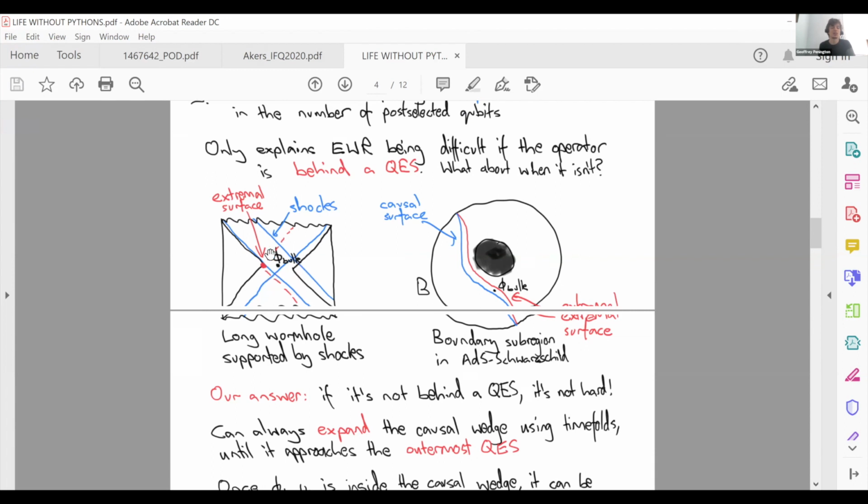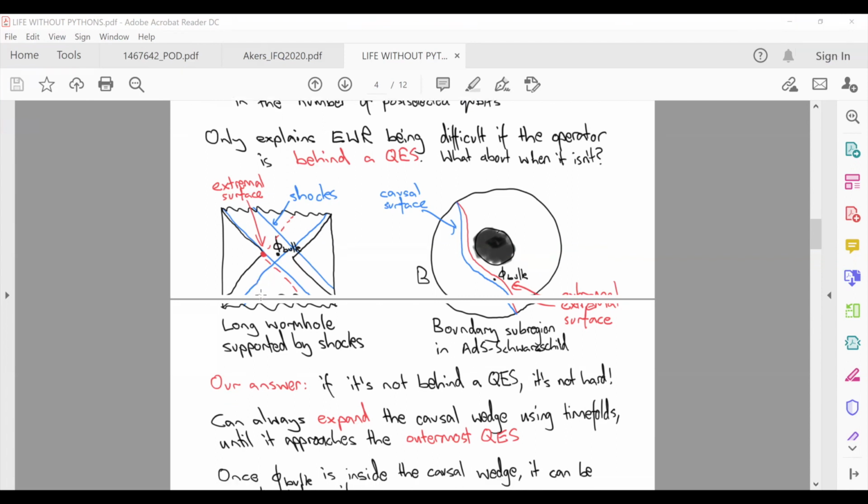And then this operator phi bulk suddenly will be in the causal wedge. Then we can reconstruct it, and we can just do causal wedge style reconstruction. It's all great. Are these shocks classical or quantum?